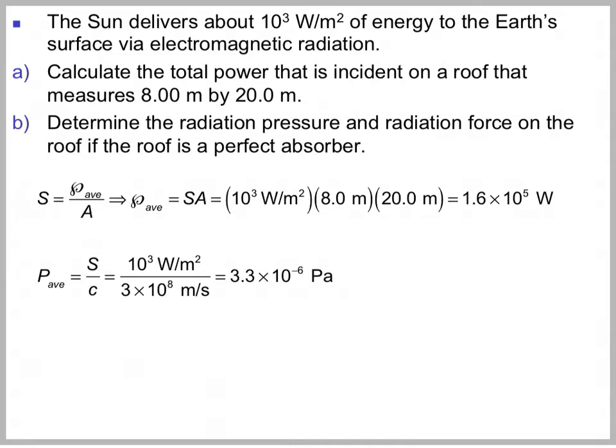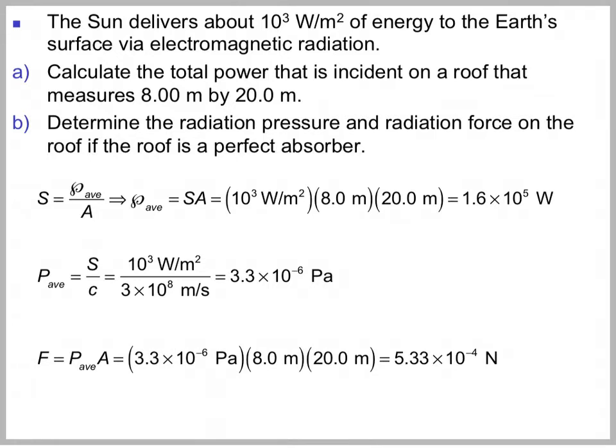So the average pressure, we said, is S over c. So 10 to the 3rd over 3 times 10 to the 8th, so it's 3.3 times 10 to the minus 6 pascals. Or to figure out force, force is pressure times area, so we multiply again by the area, and the force on the roof is 5.33 times 10 to the minus 4 newtons. So the force is pretty small, but it is not zero.